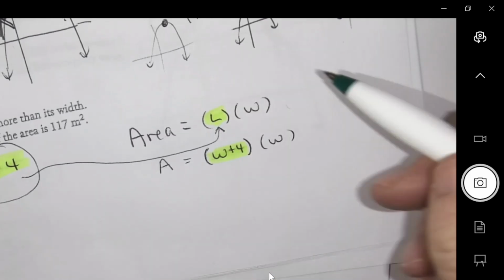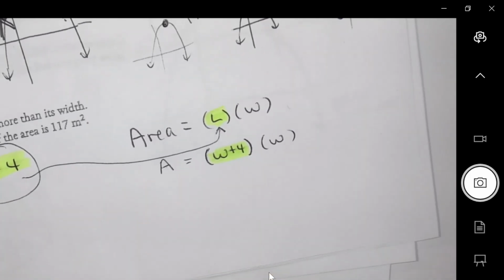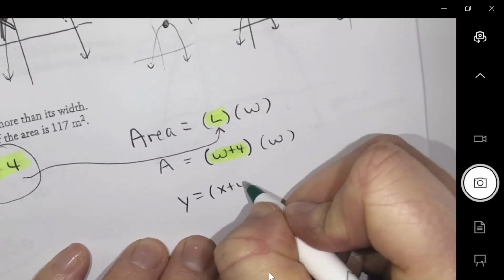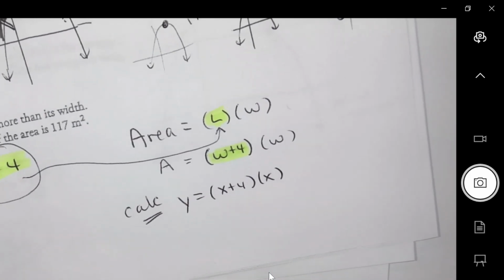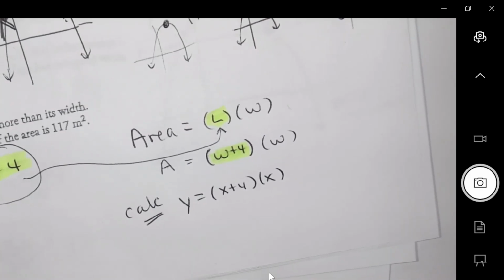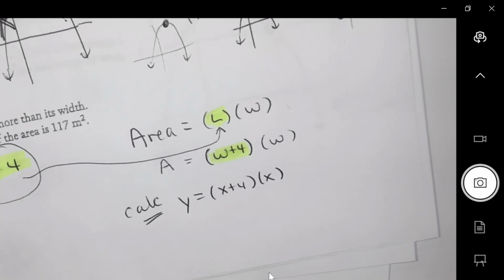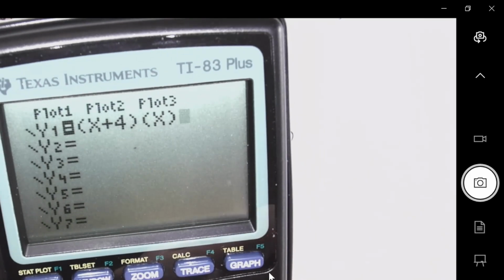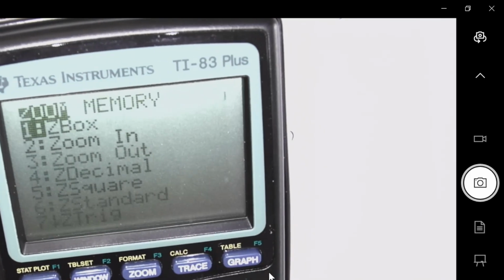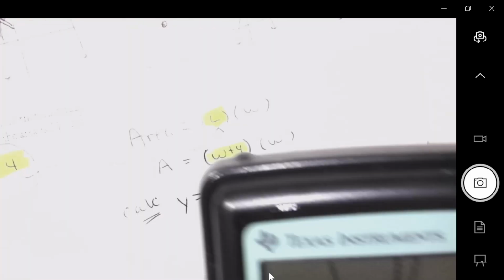Now, this is going to go into our calculator, okay? Obviously, it's like y equals x plus 4 times x in our calculator. But I want to keep you understanding those letters are representing what, because we're going to have to understand that at the end. Okay, whatever, we can start with a zoom 6.